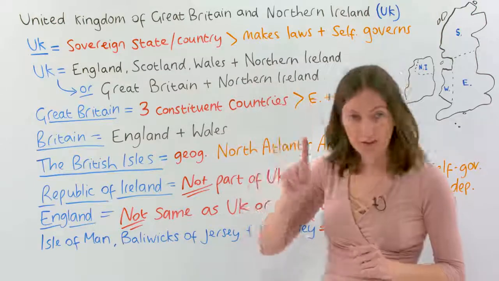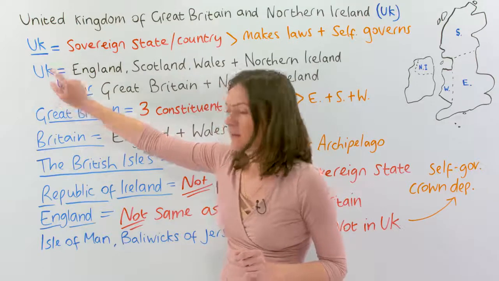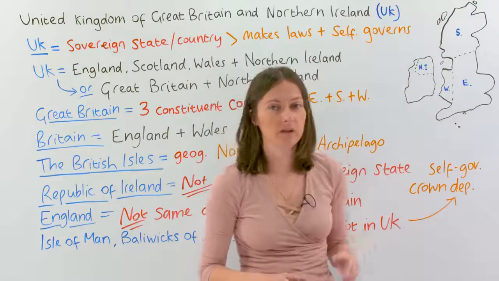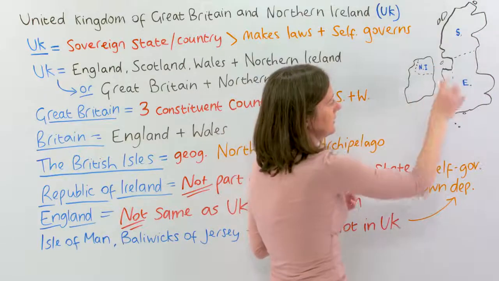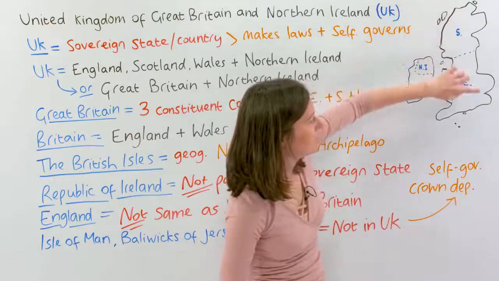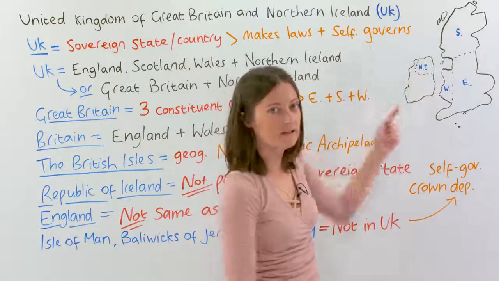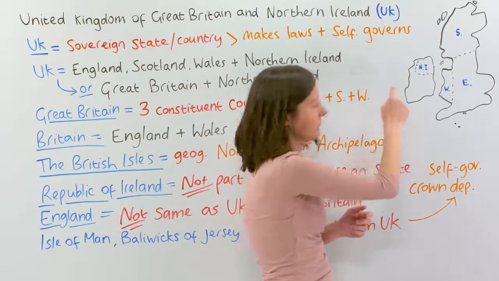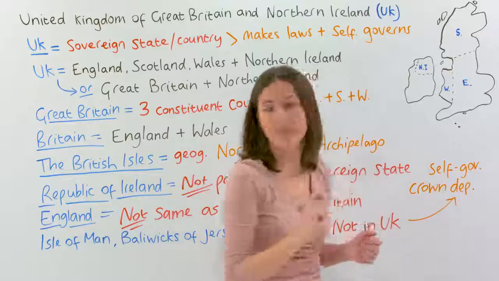Okay, now it gets more confusing because when we're talking about the UK, we can say it's made up of those countries, Scotland, England, Wales, and Northern Ireland. We can also say it's made up of Great Britain and Northern Ireland. Great Britain is this landmass, this island shape here, and Northern Ireland is part of the landmass, the island of Ireland. So if we put this bit and this bit together, we get the United Kingdom.